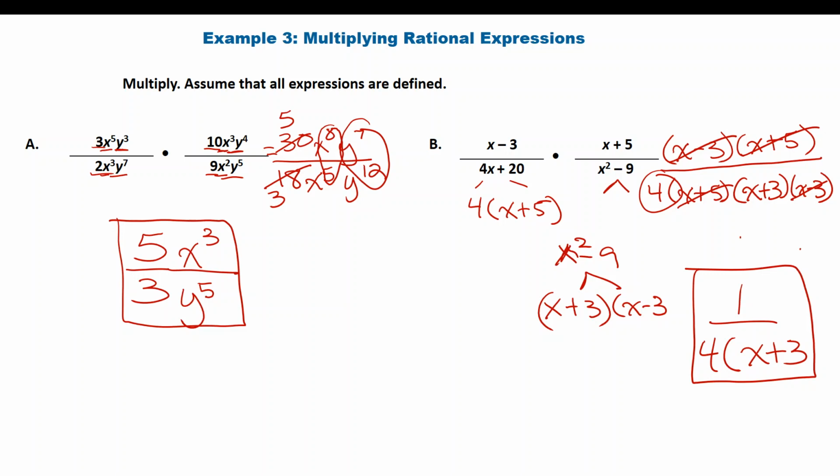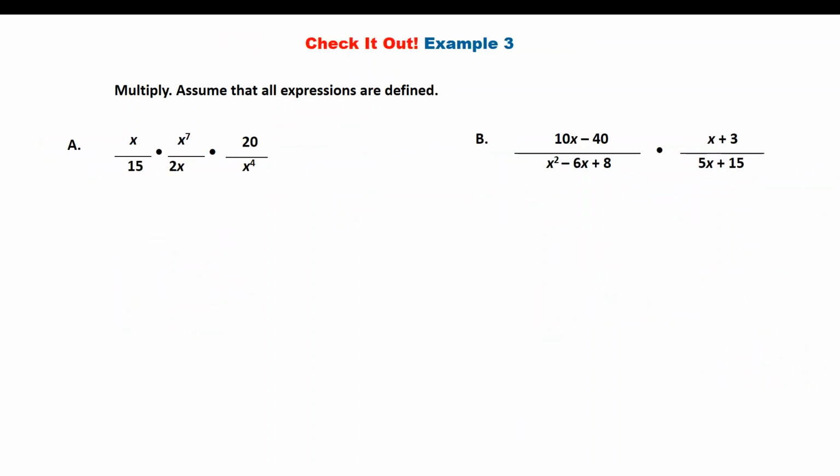All right. And here we'll just check them. And there it is. All right, so try these two on your own. Turn off your video and then give them a try.